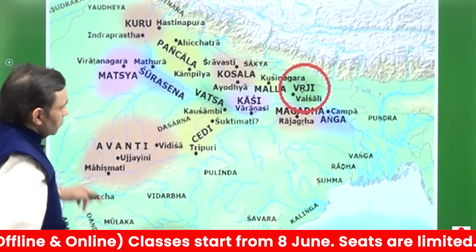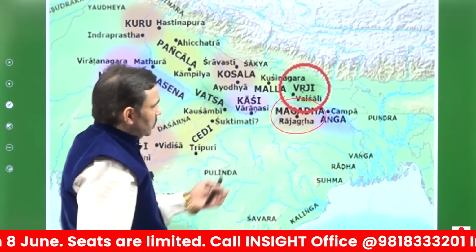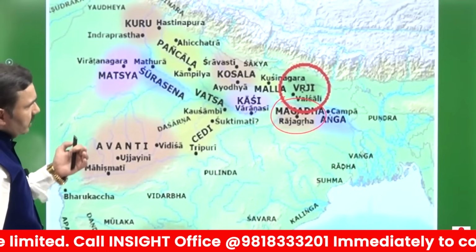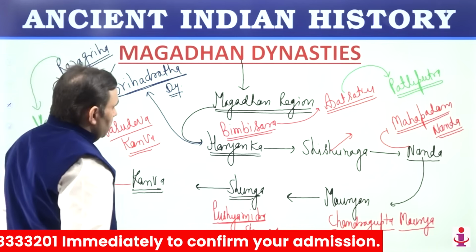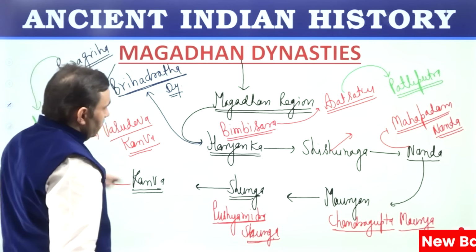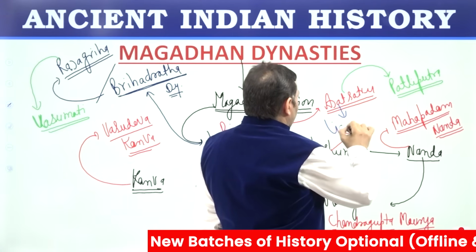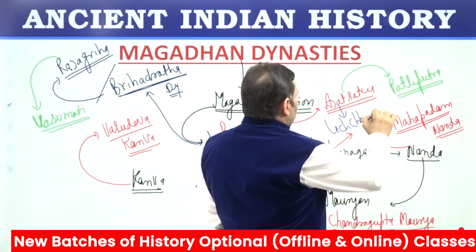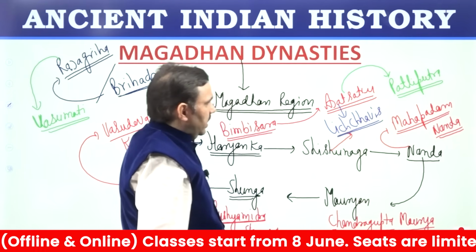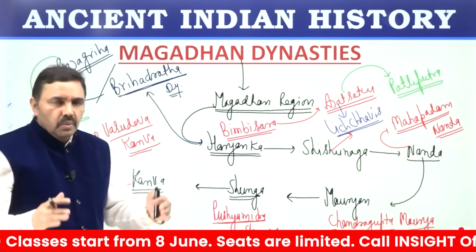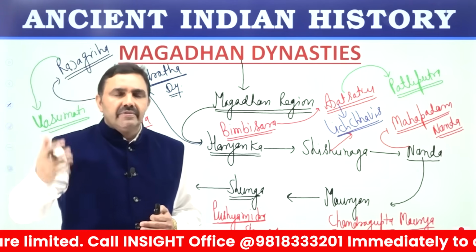Look at the map here. This was Magadha and nearby was Vaishali. To conquer Vaishali, Ajatashatru fought for 16 years. That information also you should remember here. Ajatashatru fought against Vaishali for 16 years, which was being ruled by Lichavi dynasty. Lichavis were very powerful at that time. Ajatashatru fought for 16 years, he could not defeat them.